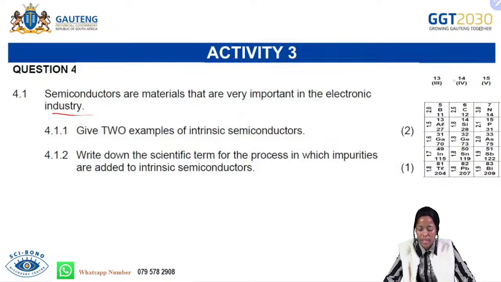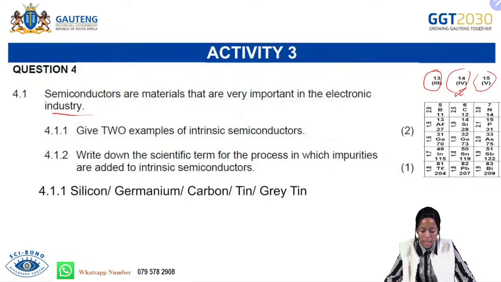So remember, if you look at your periodic table, it starts on the left-hand side there with the hydrogen, and then we have group number 2, then we have transition metals. So after the transition metals, you will see that we have group number 13, which is the same as your group number 3, and then group number 14, which is the same as group number 4, and 15, which is the same as group number what? Group number 5 there. So if it says give 2 examples of intrinsic semiconductors, then we know that we are dealing with group number 4 there.